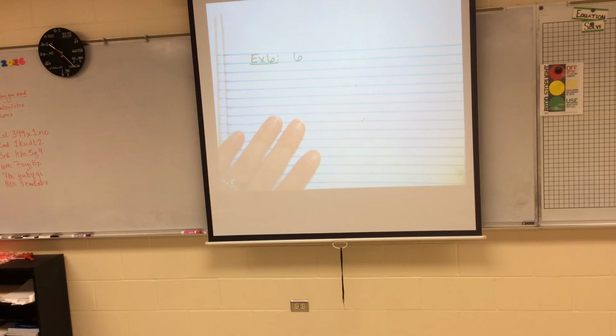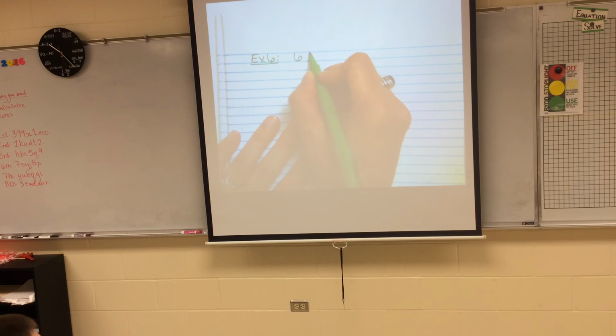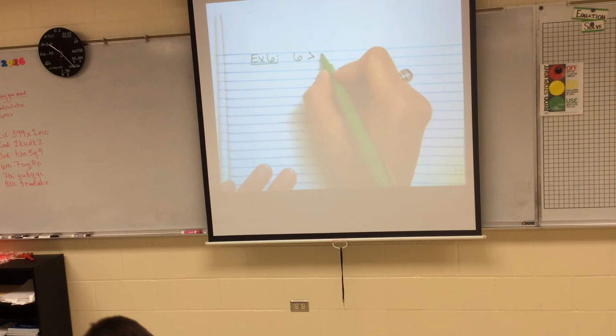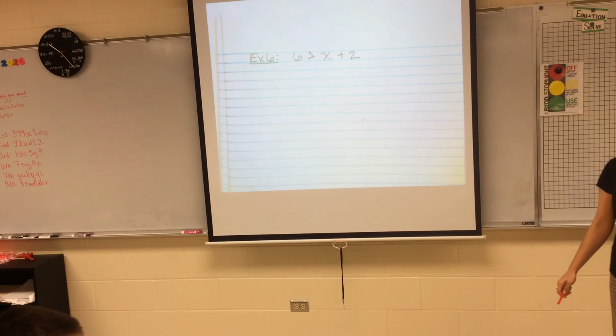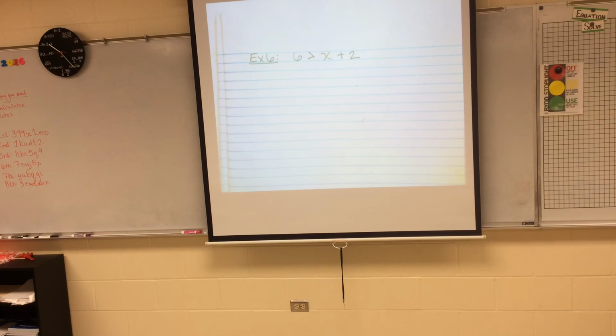Let's do, hold on. 6 is greater than or less than? Greater than. All right. X plus 2. Oh my God, that's on the other side. I put X on the other side. All right. So, to get X by itself, what do we need to do? Subtract 2. So, 6 without 2 is 4, is greater than X.